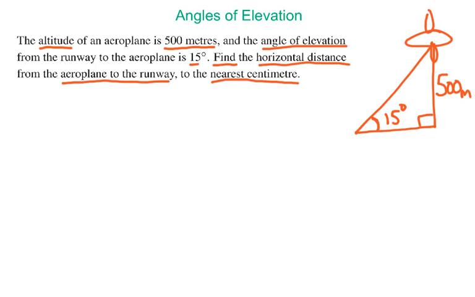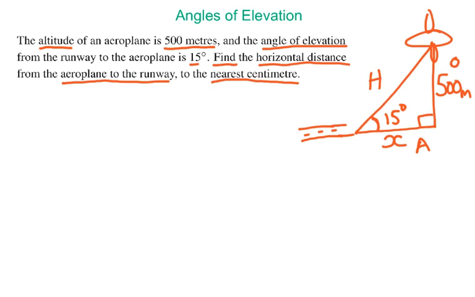They're asking us to find the horizontal distance from the aeroplane to the runway. So let's say we have our runway here that the aeroplane is trying to land on. So that's why they want to find out this horizontal distance given the information we've got. Once you've got a diagram, now label it. So this is your hypotenuse, this is your opposite, and this is your adjacent.